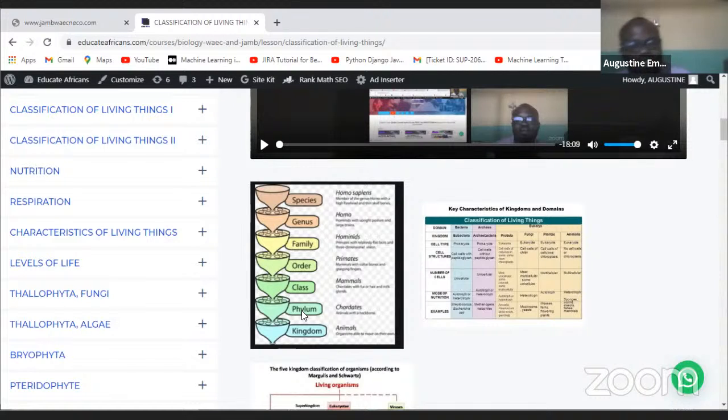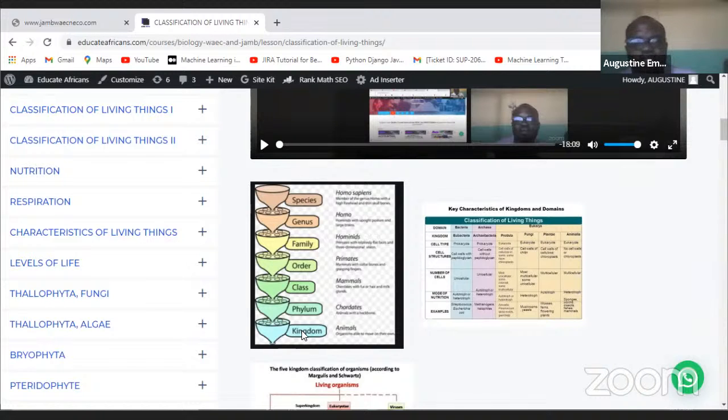So now, majorly, you're going to talk about, let's say, human being, the Homo sapiens. How did we get Homo sapiens as the name of human being? So the name of each organism is normally the genus name together with the species name. So the genus name of human being is Homo, and the species name of human being is sapiens. And that's why the name of human being is Homo sapiens. So that is how you name organisms mostly.